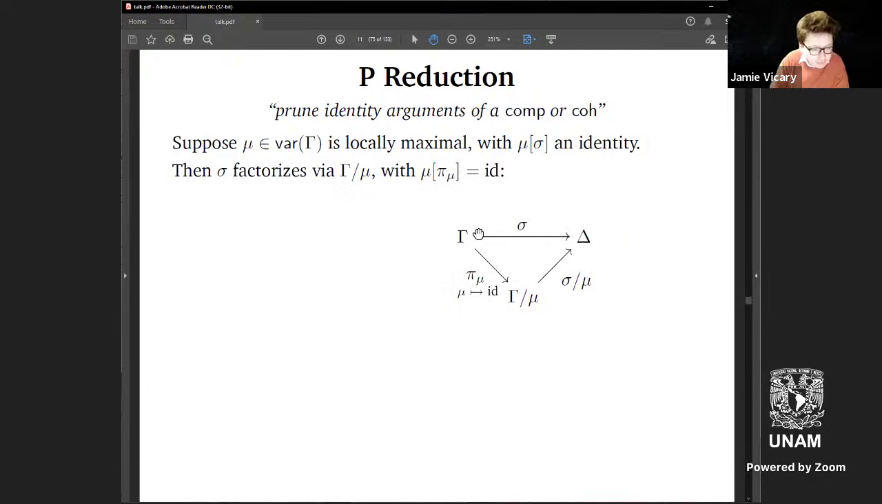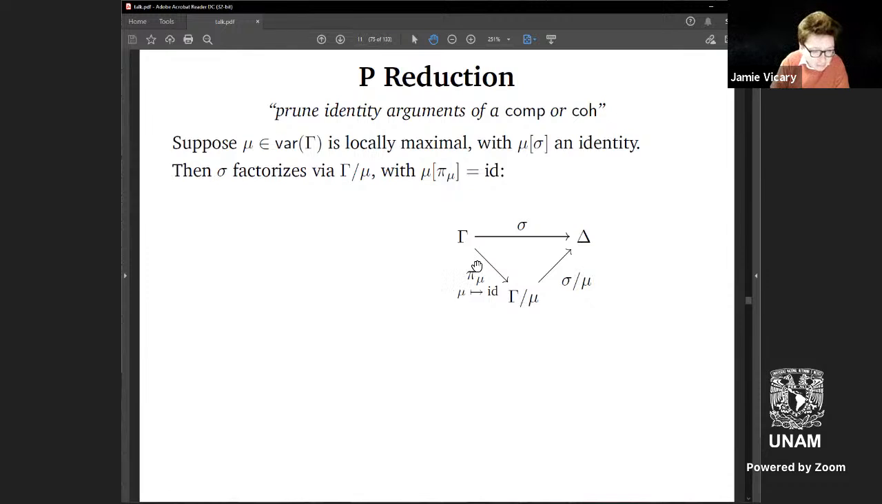Then what we can do is the following. Well, we can say, okay, if sigma is going to take mu and send it to an identity in delta, then sigma as a functor must factorize via a first functor, which sends it to an infinity category freely generated on gamma / mu. This is almost exactly the same generating data as gamma. It's just we've thrown away mu. We don't need mu as a generator anymore. We've collapsed the context around mu.